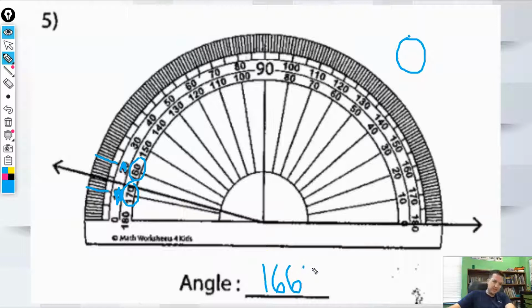If you said 167, I might give it to you as well, just because the thickness of the ray is a little harder to tell. Usually I give a little bit of leeway, like 1 degree or so, but if you said like 174 or something like that, you're way off. It's in between 160 and 170.